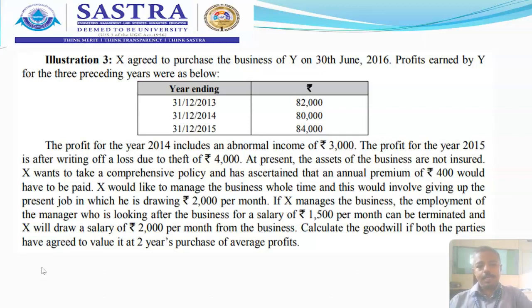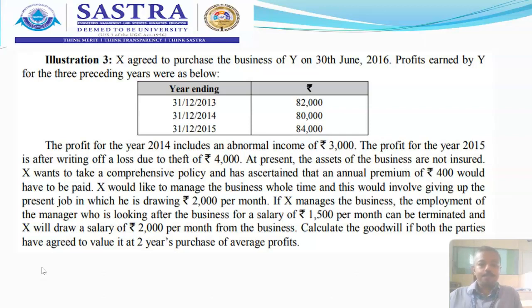X agreed to purchase a business of Mr. Y on 30th June of a particular year. Profits earned by Y for the 3 preceding years were listed below. Year 1, 82,000. Year 2, 80,000. Year 3, 84,000. The profit for the year 2014, that is year 2, includes an abnormal income of rupees 3,000.